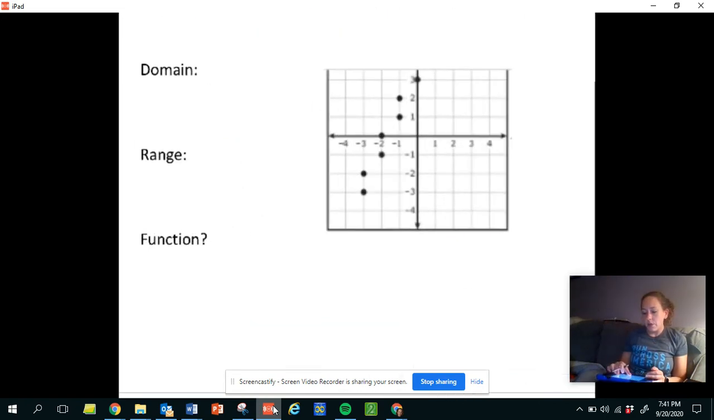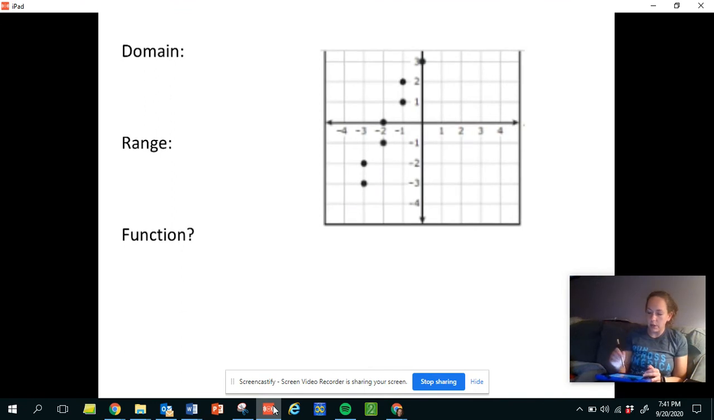Whenever you have points, vertical line test still applies. So no, this is not a function because all those lines touched more than one point at a time.